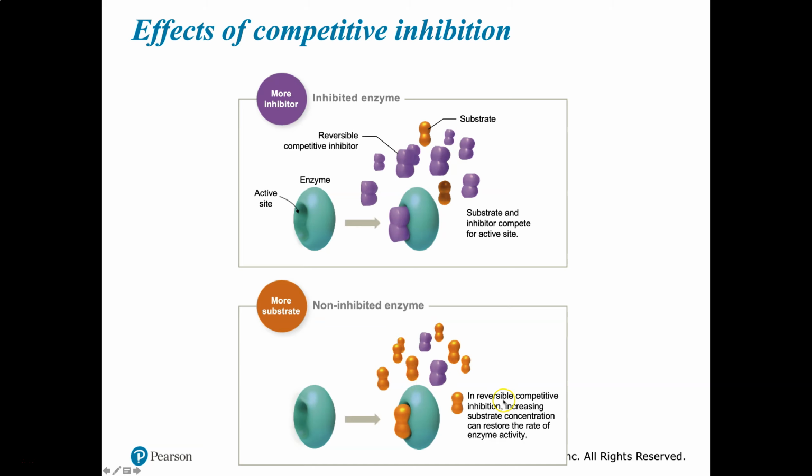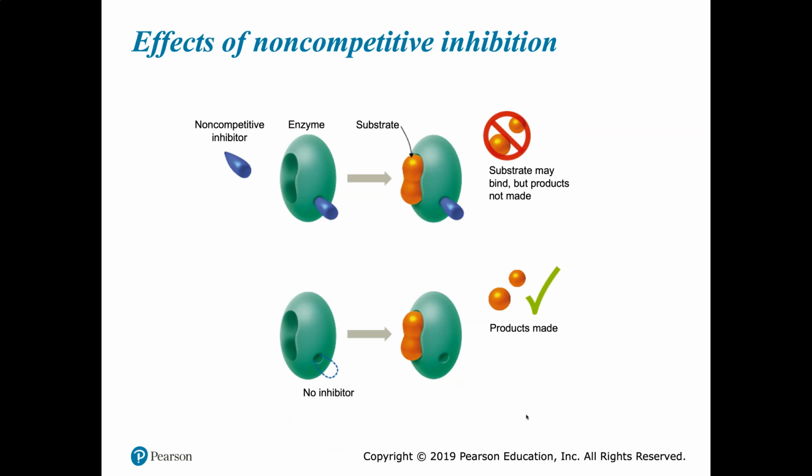And this describes that down here. Basically, increasing substrate concentration can restore the rate. So competitive inhibition: the inhibitor competes for the active site to slow down rates of reaction.